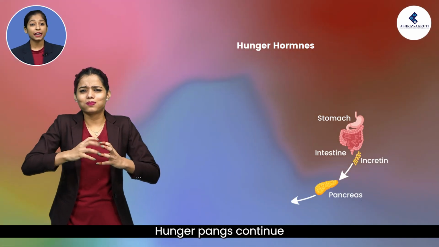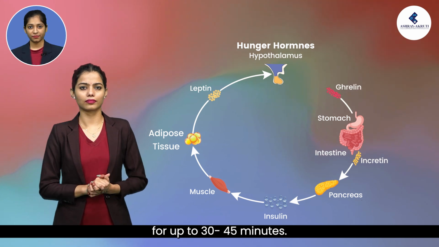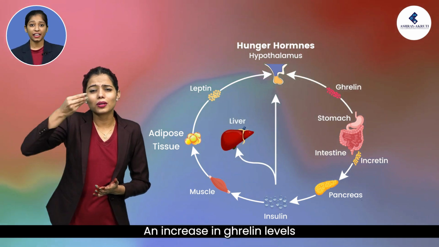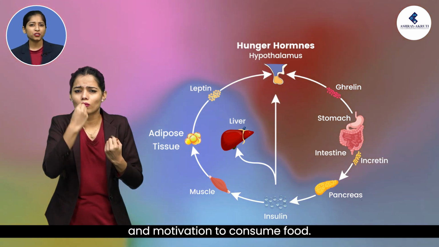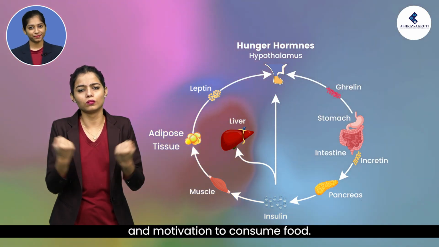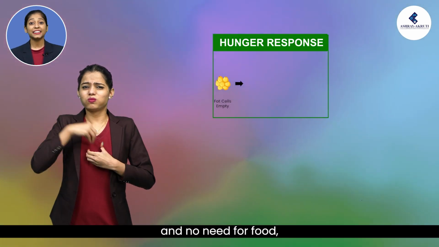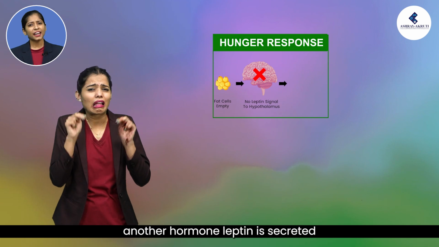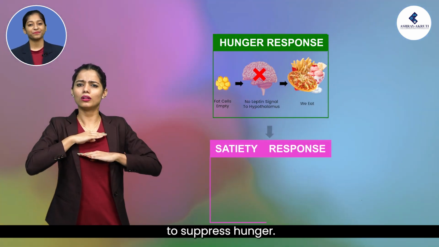Hunger pangs continue for up to 30 to 45 minutes. An increase in ghrelin levels results in the sensation of hunger and motivation to consume food. When you feel your stomach is full and there is no need for food, another hormone called leptin is secreted to suppress hunger.